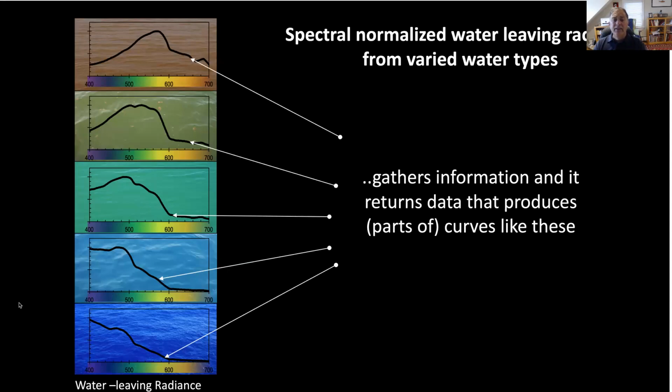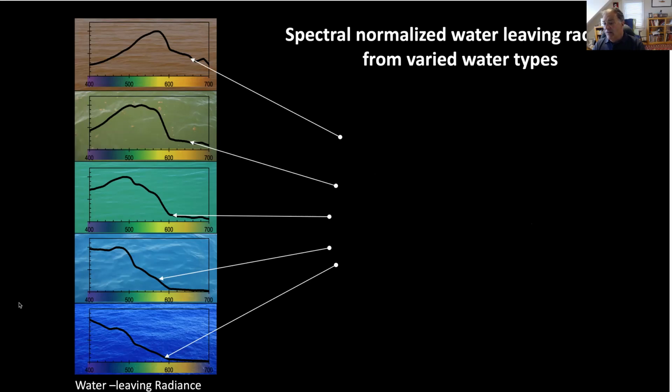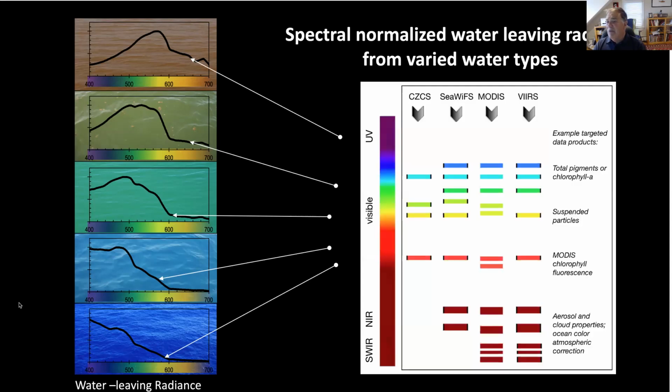And you'll notice that each spectrum is different for each water type that we are looking at. And you'll see there's a great deal of signal in the blue in the bottom panels, but much, much less signal in the blue on the top panels. Okay, and so I say it gathers information on parts of these spectra, and that's problematic.